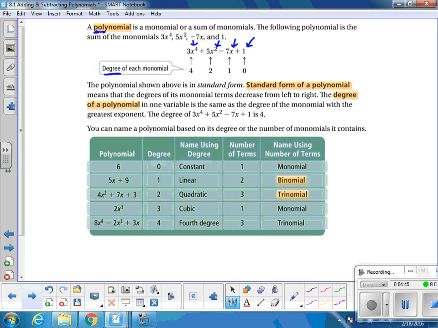Why that is important is when we are writing these in standard notation, when we're writing up our answer in the right form. And that's what we're going to talk about right now. The polynomial shown above is in standard form.